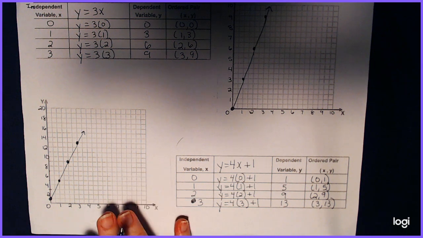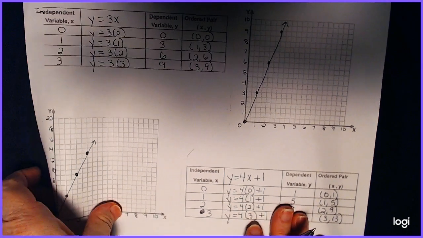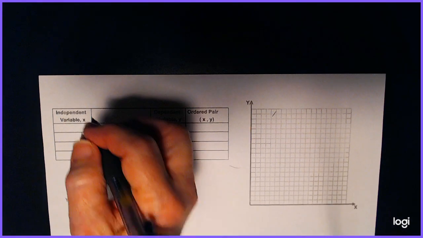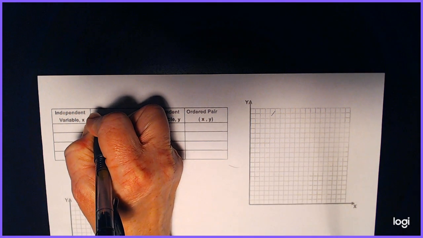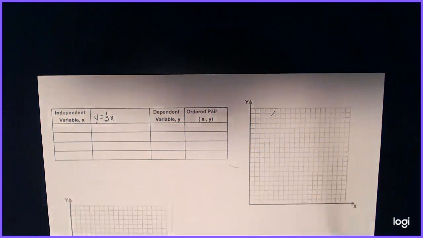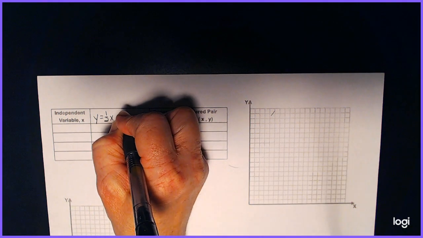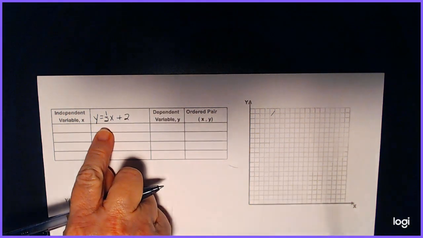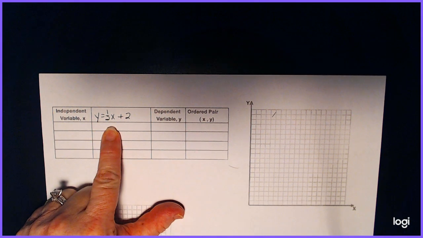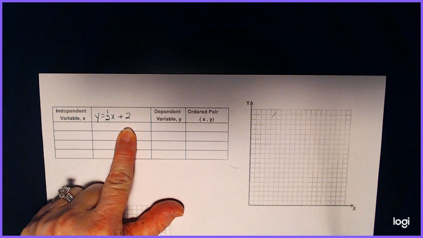Okay, so we're going to do one more together, and then I'm actually going to ask you guys to do the rest on your own. If you notice, the equations are going to get a little bit more challenging. This equation is actually going to have a fraction in it, but the fraction that I'm going to give you is a pretty simple one. We're going to multiply by a half. Okay, so here's our equation. Y equals 1/2 x plus 2.